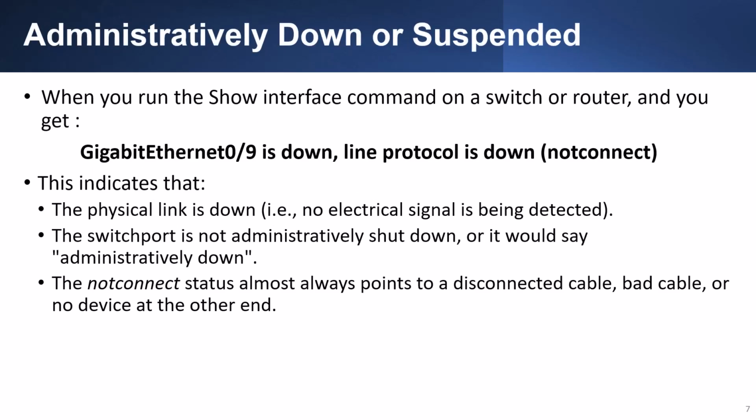When you run the show interface command on a switch or router and you get GigabitEthernet is down, line protocol is down, not connect, it indicates that the physical link is down with no electrical signal being detected. The switch port is not administratively shut down, or it would say administratively down. The not connect status always points to a disconnected cable, bad cable, or no device at the other end.